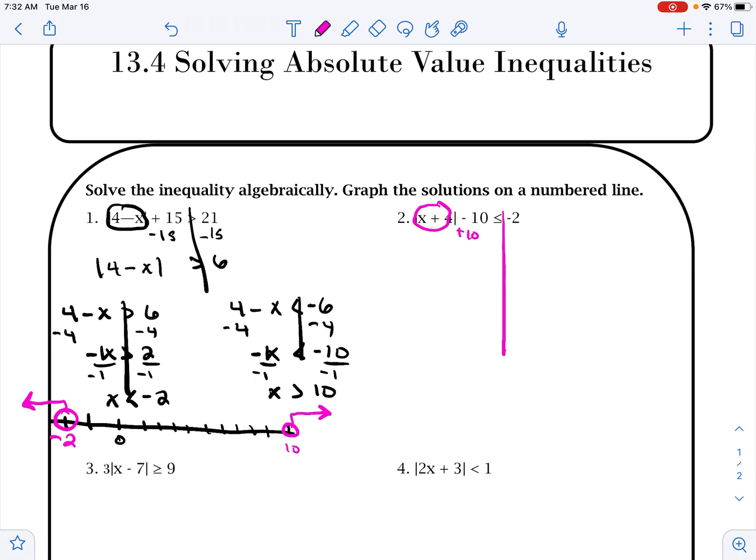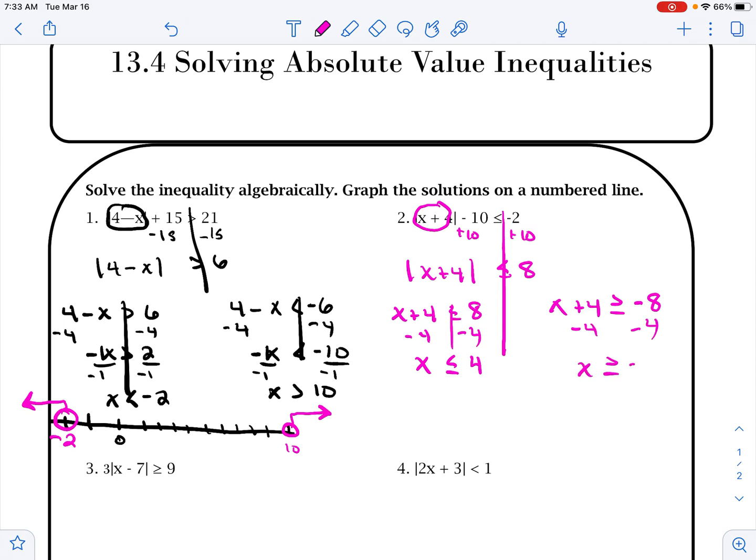Okay, so we need to get the absolute value by itself. So we'd add 10, add 10. So we get the absolute value of x plus 4 is less than or equal to 8. And then we'd write our two inequalities from there. So x plus 4 is less than or equal to 8, or x plus 4, again, we switch the inequality, is greater than or equal to negative 8. And then we solve each one of these. So subtract 4. X is less than or equal to 4. Subtract 4 here. X is greater than or equal to negative 12.